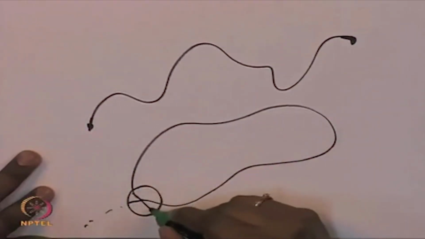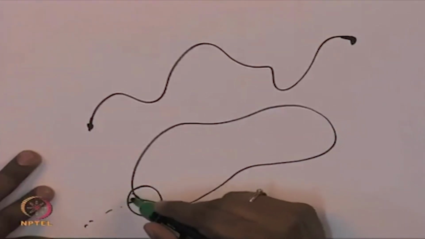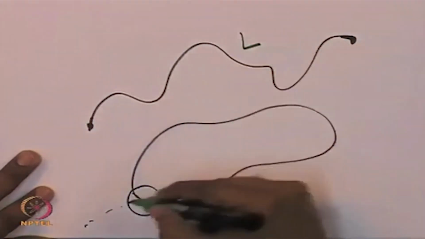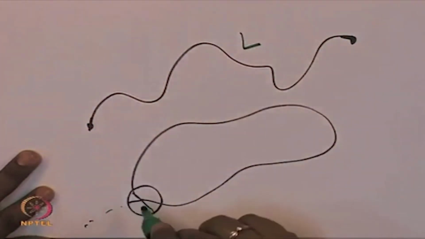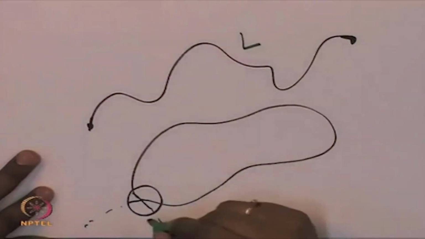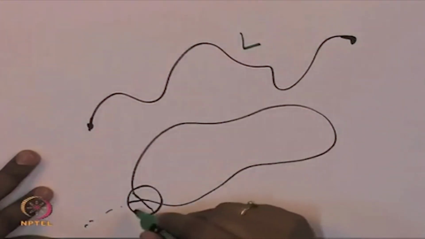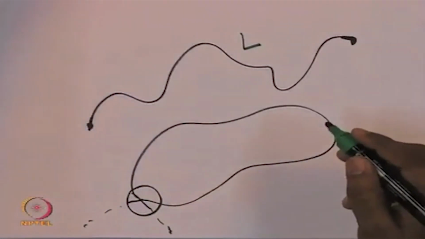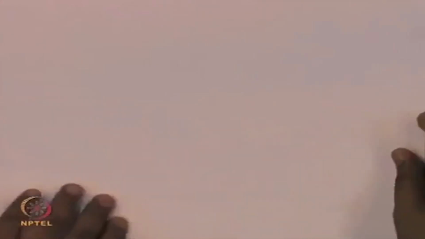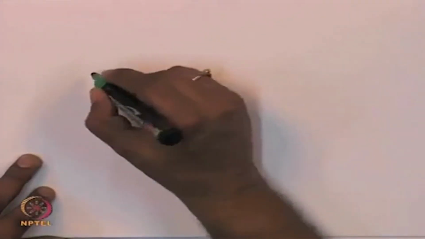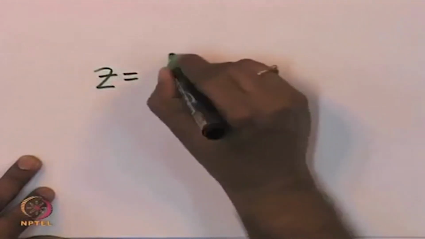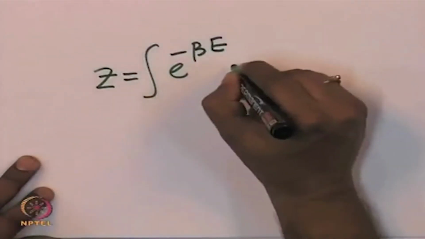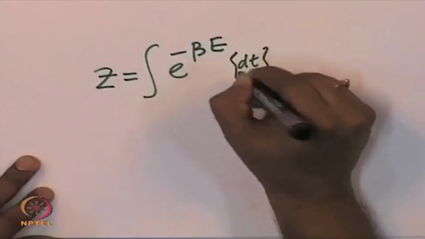So, what is the probability that two parts of the DNA, which are L length apart, will come together to form a loop like this? The answer can be calculated from the partition function. So, what is the partition function? We said that Z is the integral of e to the power minus beta E over all states. All states for us is all the dt's.